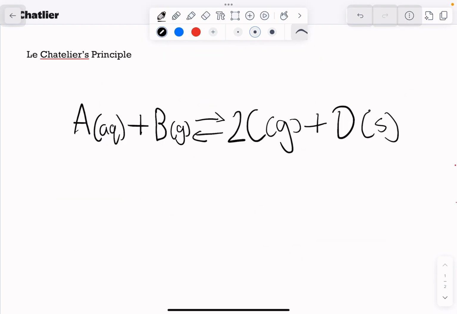Now that we've covered the basics, I've assigned a state of matter to each of these substances that we have in our reaction. So as you can see, we have B and C are gases, A is aqueous, and D is a solid. So what would happen if we were to increase the concentration of D?